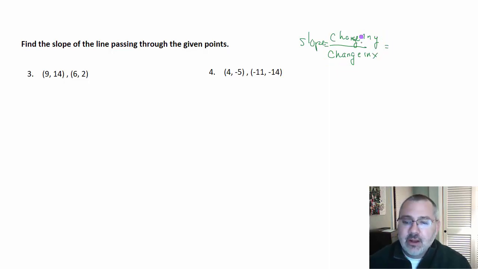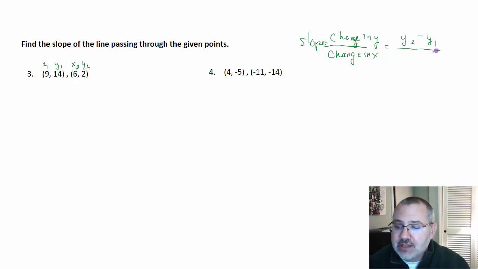Now, another way to think of this is when we have points, we have two different points. We'll call this one x1 and y1, meaning our first x and our first y. This is our second x and our second y. So the change in y is really subtracting the y's, or y2 minus y1, and the change in x is subtracting your x's. It doesn't matter if it's y2 minus y1 or y1 minus y2. This is just a standard way we write this.